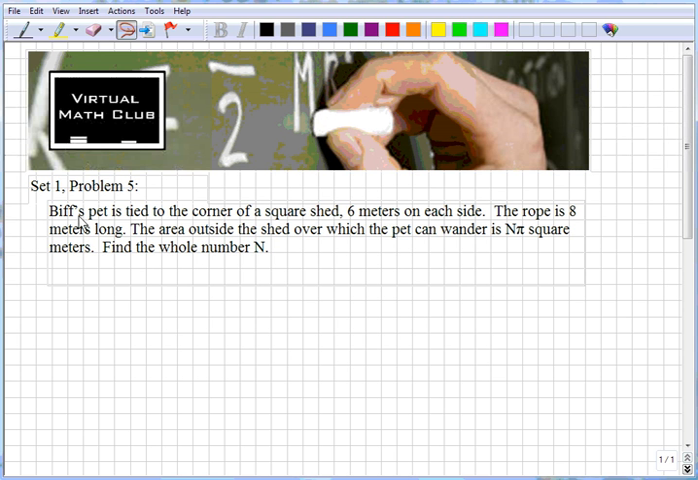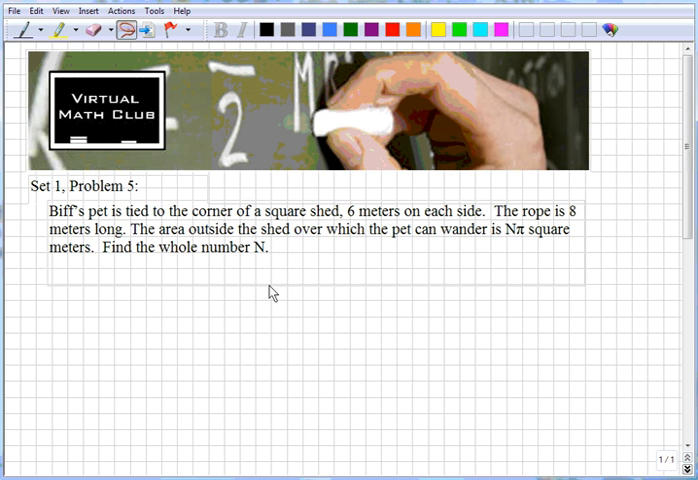All right, problem number 5 says, Biff's pet is tied to the corner of a square shed measuring 6 meters on each side. The rope is 8 meters long. The area outside the shed over which the pet can wander is n times pi square meters. And they ask, find the whole number n.